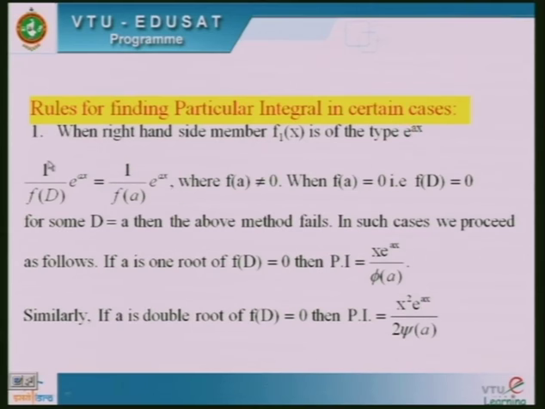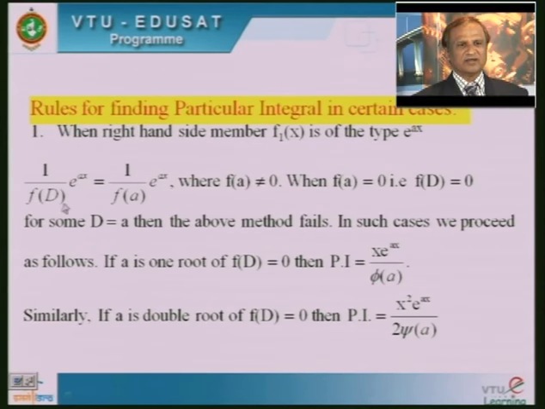So when the right hand side member f1(x) is of the type e raised to ax, friends, as I have mentioned, the given differential equation can be written in symbolic form. As mentioned in the earlier cases, d by dx or d by dt can be replaced by capital D. After that you can take the coefficient of x or y as a function of D, and the particular integral can be written as 1 upon f of D into e to the power ax, which is equal to 1 upon f of a into e to the power ax.